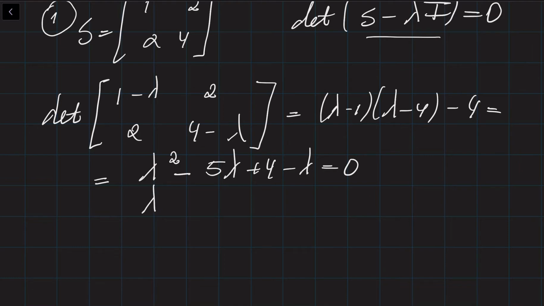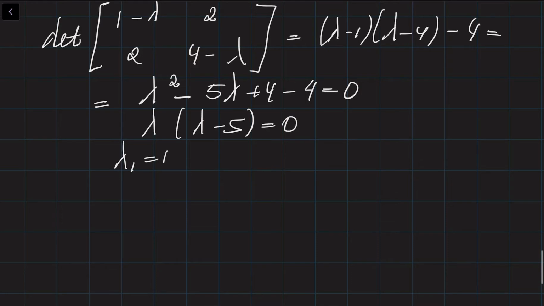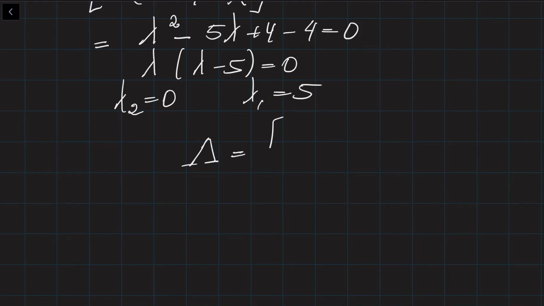The 4 and 4 are going to cancel out. And if you take lambda out of the brackets, you're going to get this equation, which makes it clear that lambda 1 is equal to 0 and lambda 2 is equal to 5, or vice versa. So we're going to create this matrix Lambda with the entries 5, 0, 0, 0.